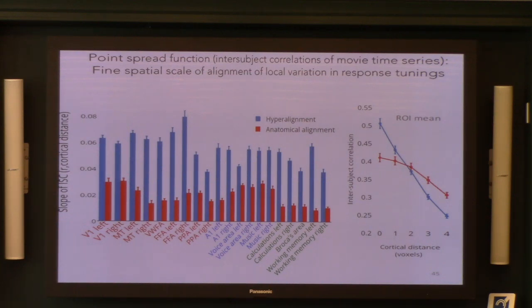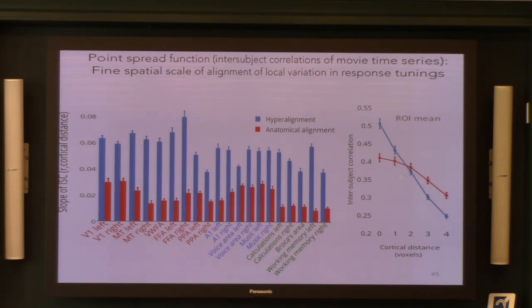I'm running out of time, so this is just an analysis of what is the spatial granularity of this common model. Is it true that we're getting down to fine-grained patterns, or is there something else that's really driving it? So we did a couple of analyses, and one of these is this point spread function, where we look at how similar is a given cortical vertex with neighboring cortical vertices, with itself and with neighboring cortical vertices in other subjects.